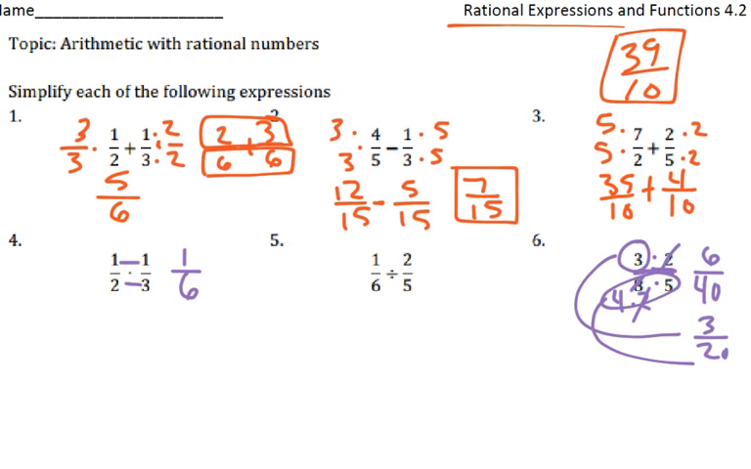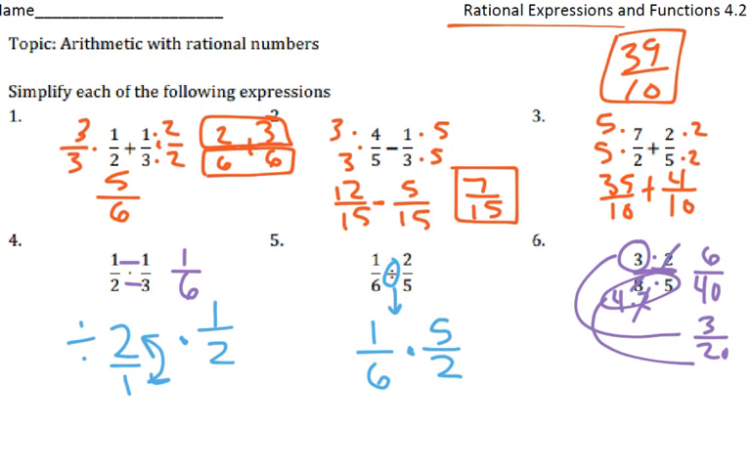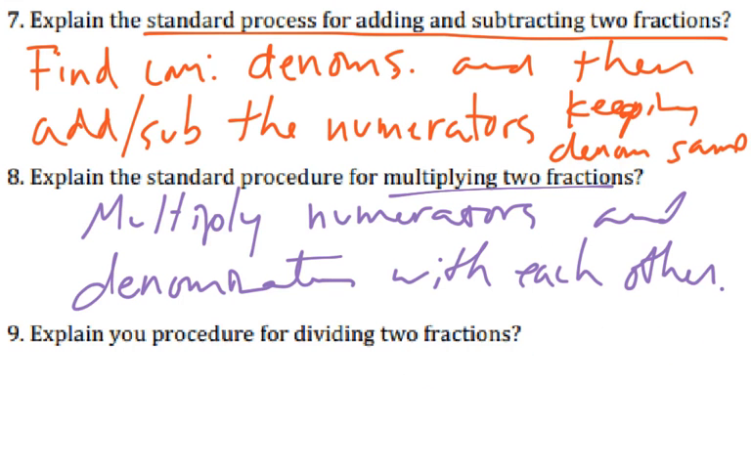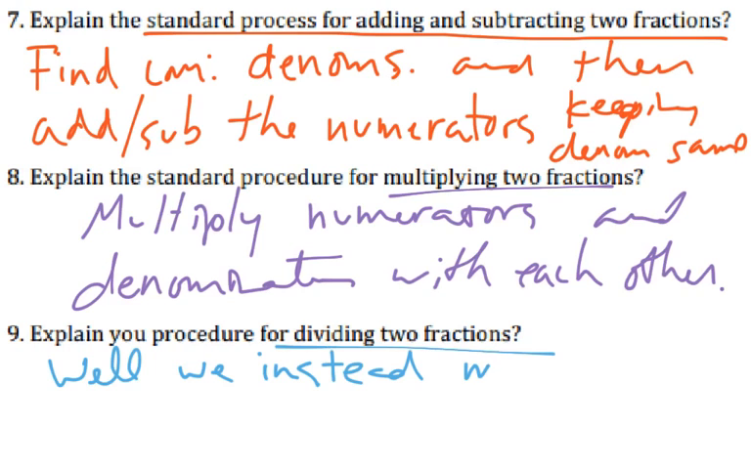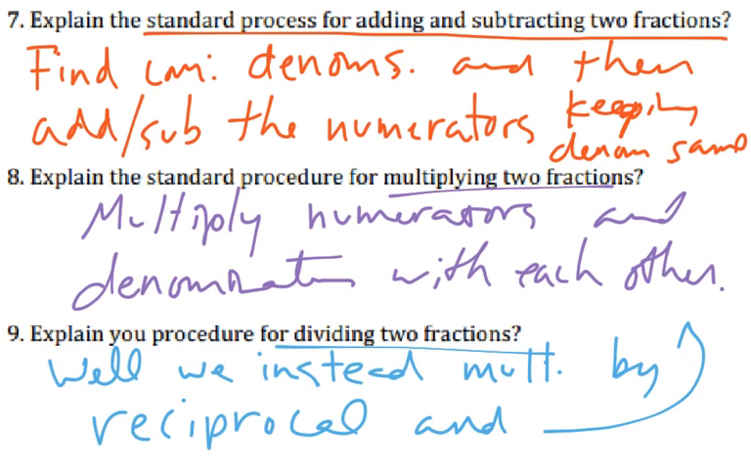Now that last one, division. Division, we have to do one extra step, don't we? We can't divide fractions, but if we think about it, dividing by 2 is the same as multiplying by 1/2. So that reciprocal idea is we multiply the reciprocal and then we multiply across. So we get 5/12. So number 9, how do we divide? Well, we instead multiply by reciprocal, and then we do that.